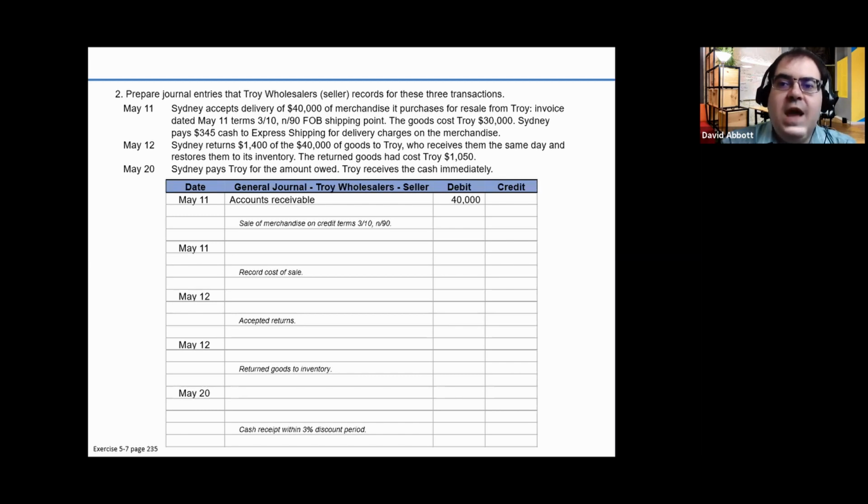So Troy has an accounts receivable debit of $40,000 because again, that is an asset because they haven't been paid yet, but they're expecting. So we'll debit accounts receivable $40,000 and we'll credit sales $40,000 because we're recording the sales revenue.